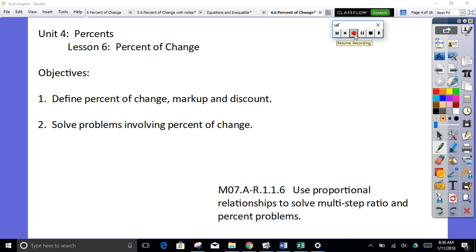Okay, today's lesson is called percent of change. Our objectives are to know what percent of change means, as well as the words markup and discount, and then we are going to be solving problems involving percent of change.